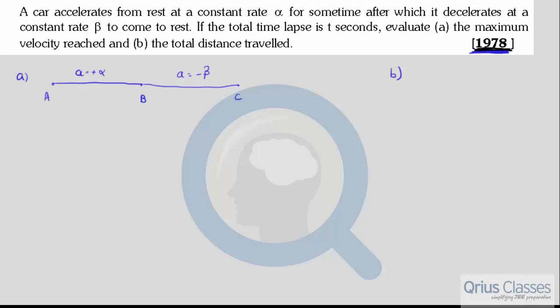Suppose the time taken going from A to B is t1. Similarly, the time taken from B to C is t2, and as per the question, t1 plus t2 is given to us as the total time taken, which is t seconds. Now, if we plot a curve of this, we know that the acceleration is nothing but the slope of a VT curve.